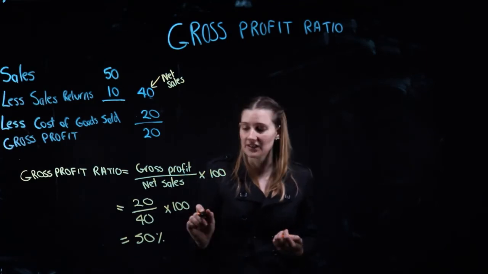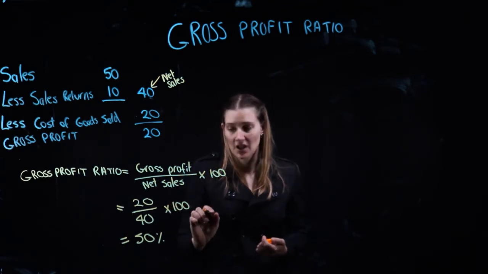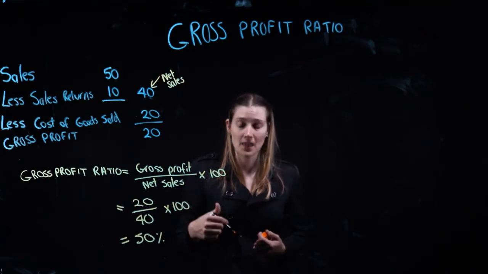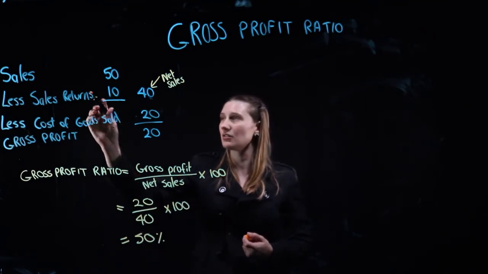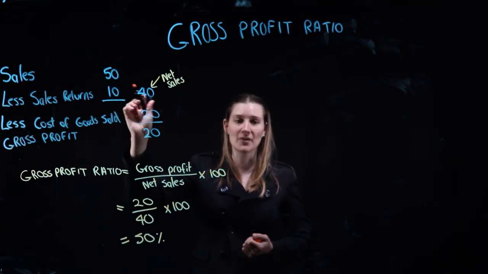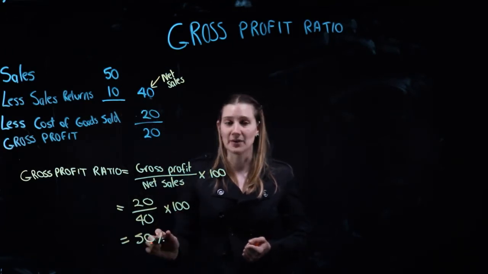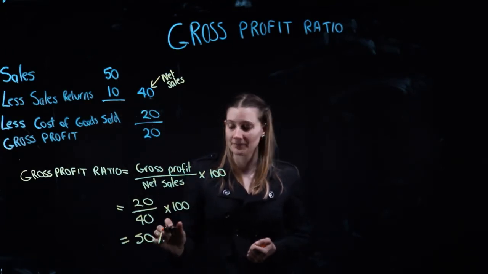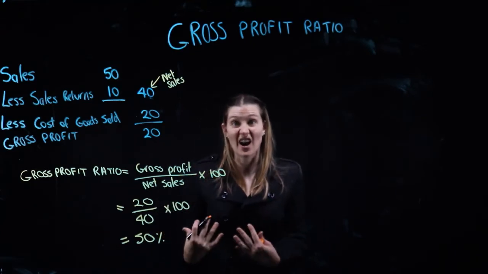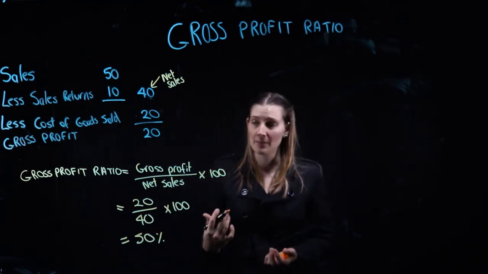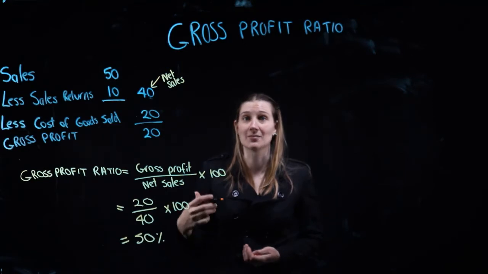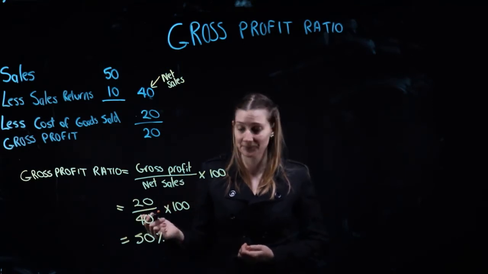Another way you could say that is if you don't times it by 100, you'll just get 0.5. And what that means is that from each dollar of net sales, the business is keeping 50 cents in gross profit. You want this number to be higher. Higher tends to be better and more profitable because it means your gross profit is high in comparison with the amount of sales that you're making.